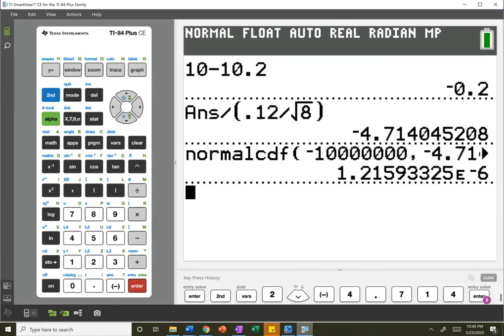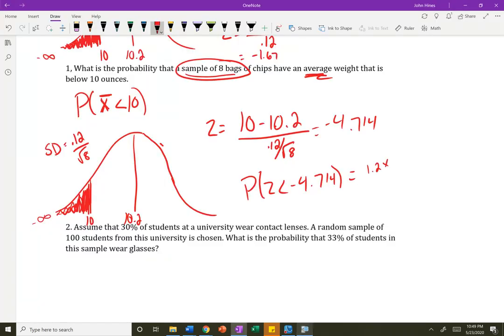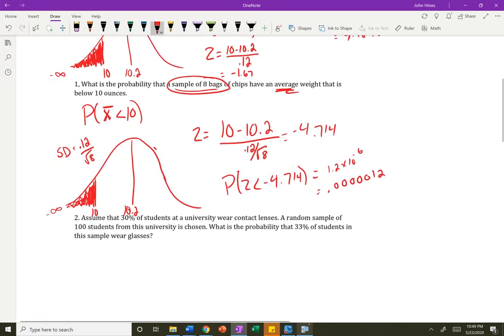What does that probability come out to be? What does this mean here? Your calculator does this, and by 11th grade, you should know what your calculator is telling you. It's 1.2 times 10 to the negative 6, which is 0.0000012. That's the probability of me getting an average less than 10.